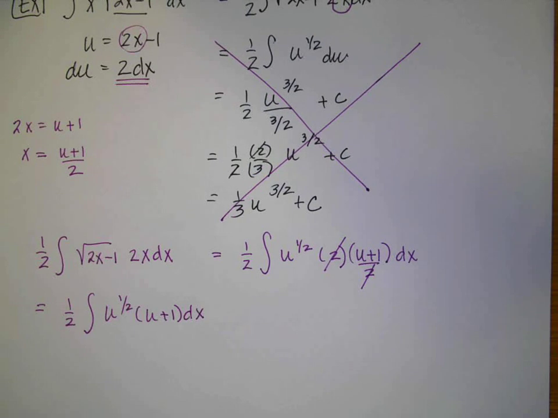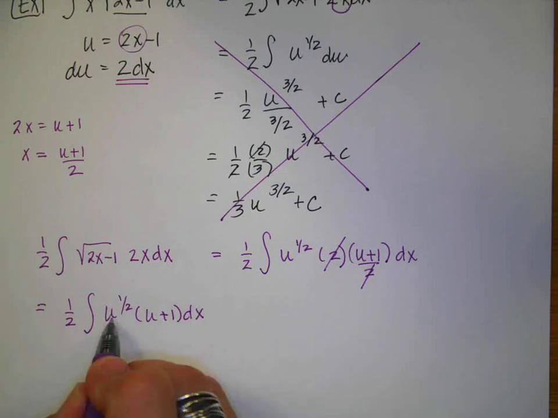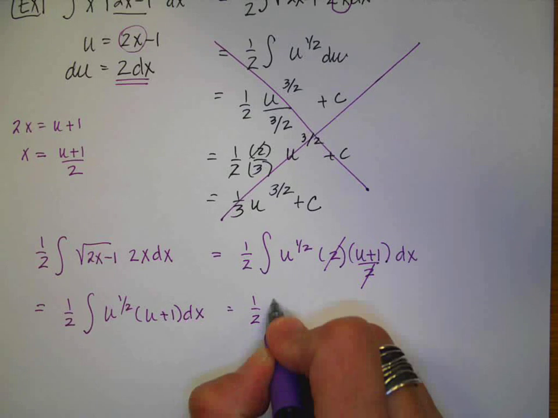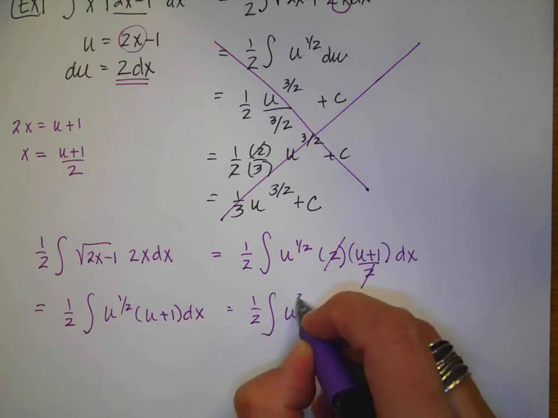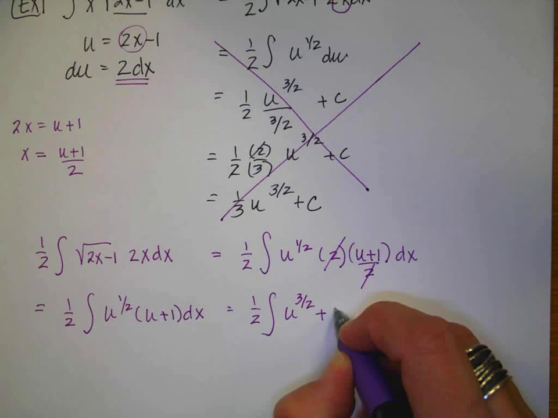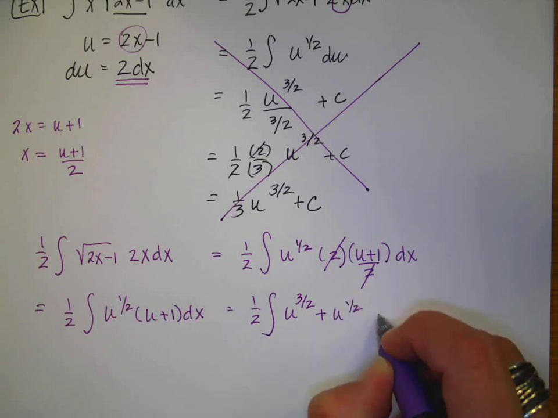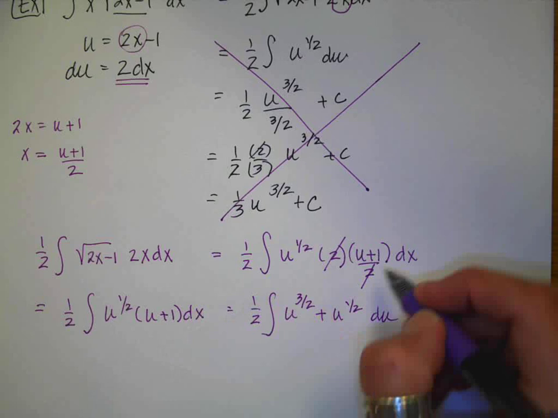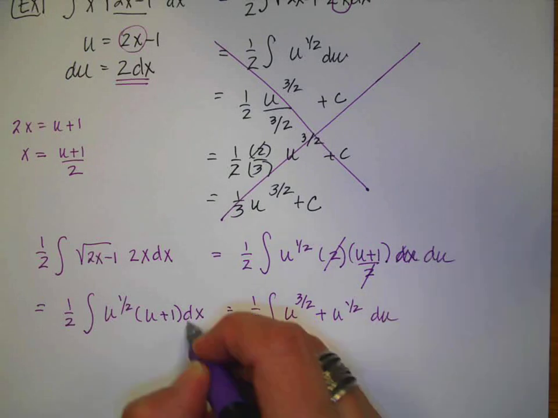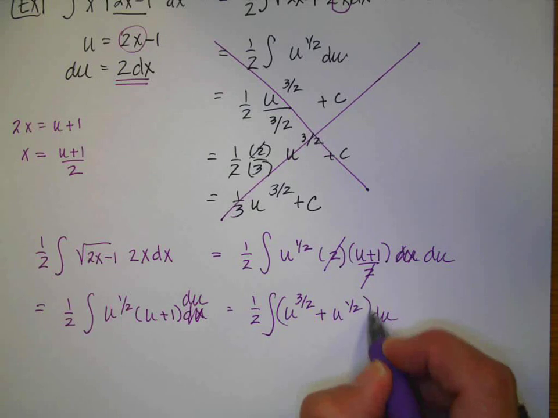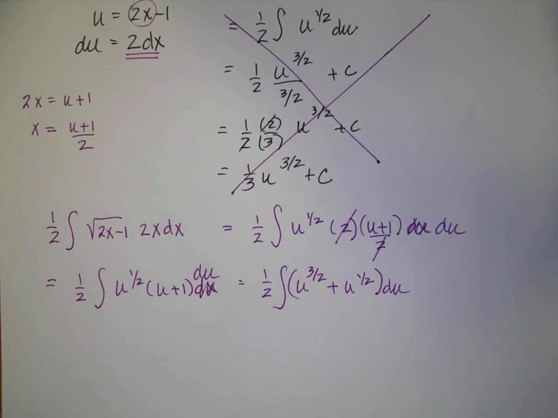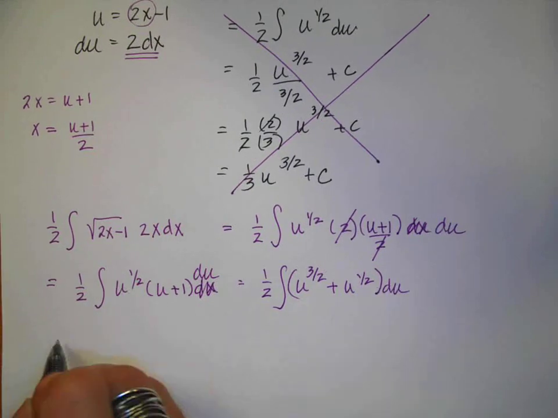The easiest way at this point to manage this one is, and I'm just looking to make sure I didn't make any more stupid mistakes, to distribute these two guys. So I'm going to have 1/2, and then I have u to the 1/2 times u, which is u to the 3/2, plus u to the 1/2, and then du, bad variable, du, okay, and put my parentheses so my grader would be happy.